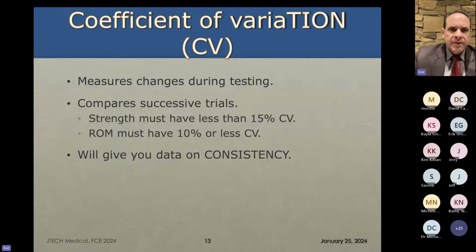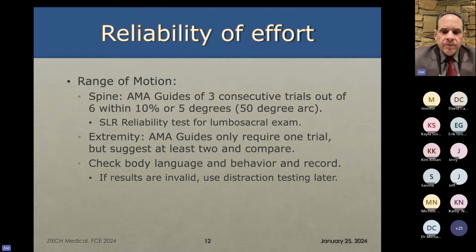So again, coefficient of variation measures changes during testing. You're comparing successive trials. A strength test must have less than 50% coefficient of variation. Range of motion is generally 10% or less. The AMA guides call for 3 consecutive trials out of 6. So if you can do it in 3, great, but if not, you can continue on to 6 until you get more consistency.